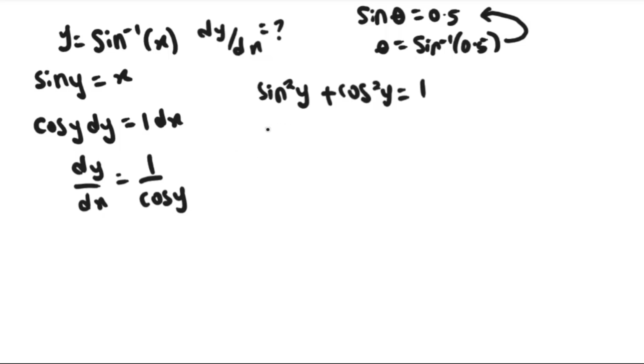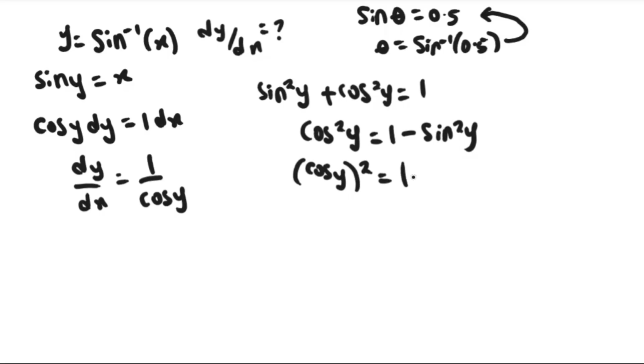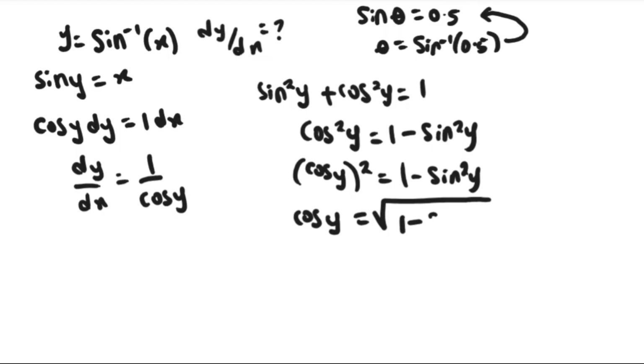So let's make cos y the subject of the formula. Here we start with cos square y. Cos square y will give us 1 minus sine square y. So cos square y is the same thing as cos y raised to the power of 2, which is equal to 1 minus sine square y. If we find the square root of both sides, cos y will give us the square root of 1 minus sine square y. So what it means here is that dy/dx is equal to 1 over cos y, but now cos y is the same thing as the square root of 1 minus sine square y.